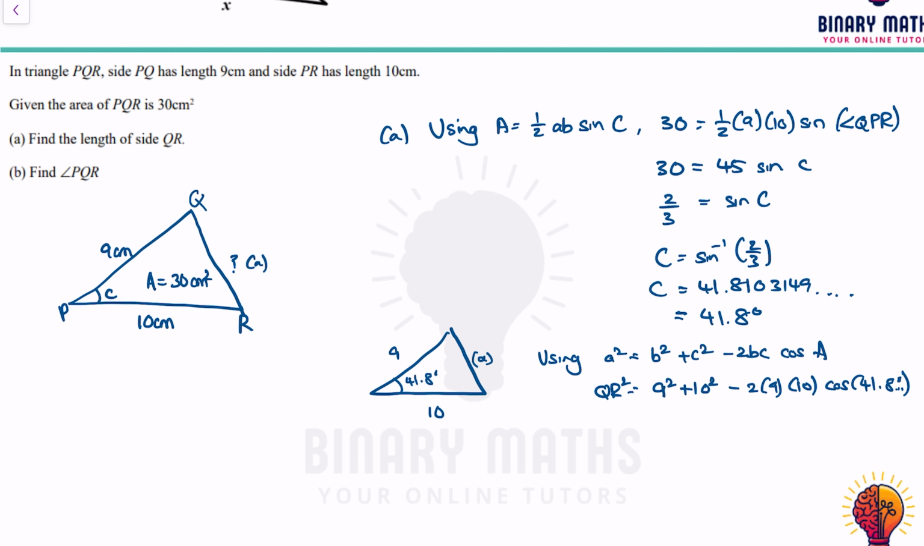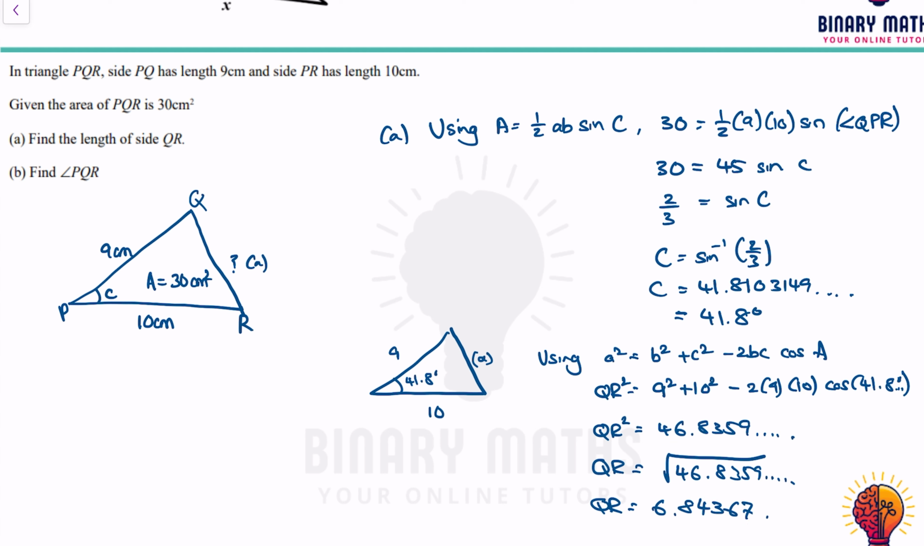When I put this in my calculator, I use the non-rounded version, just so I get a more accurate answer. So when I do this, I get QR squared is equal to 46.8359... So if I want to find QR, I'm going to square root 46.8359..., which means Q to R is equal to 6.84367, which is 6.84 centimeters.